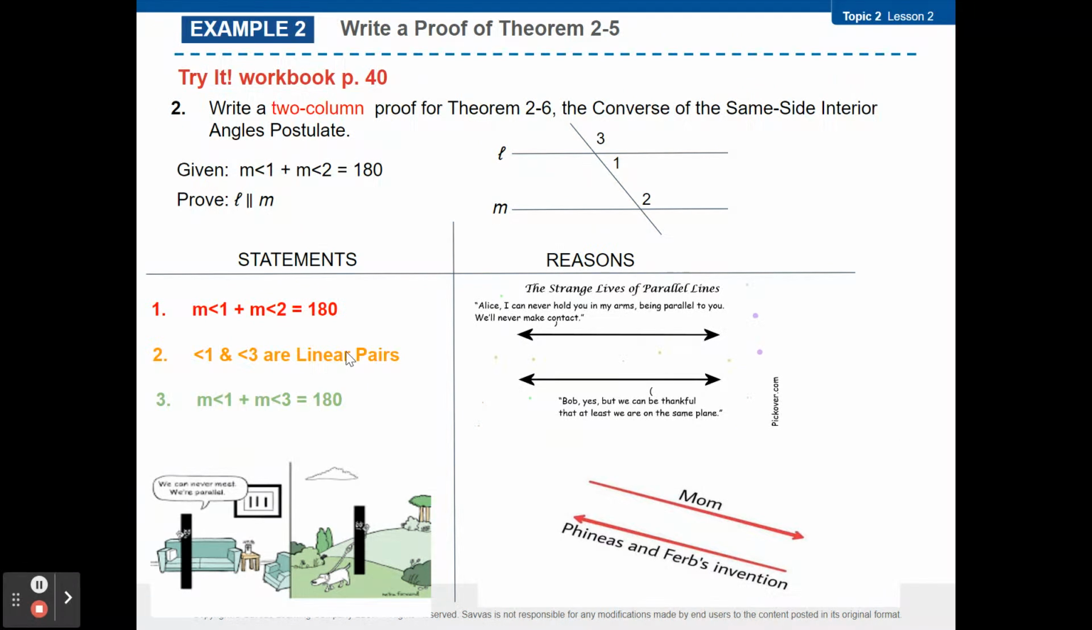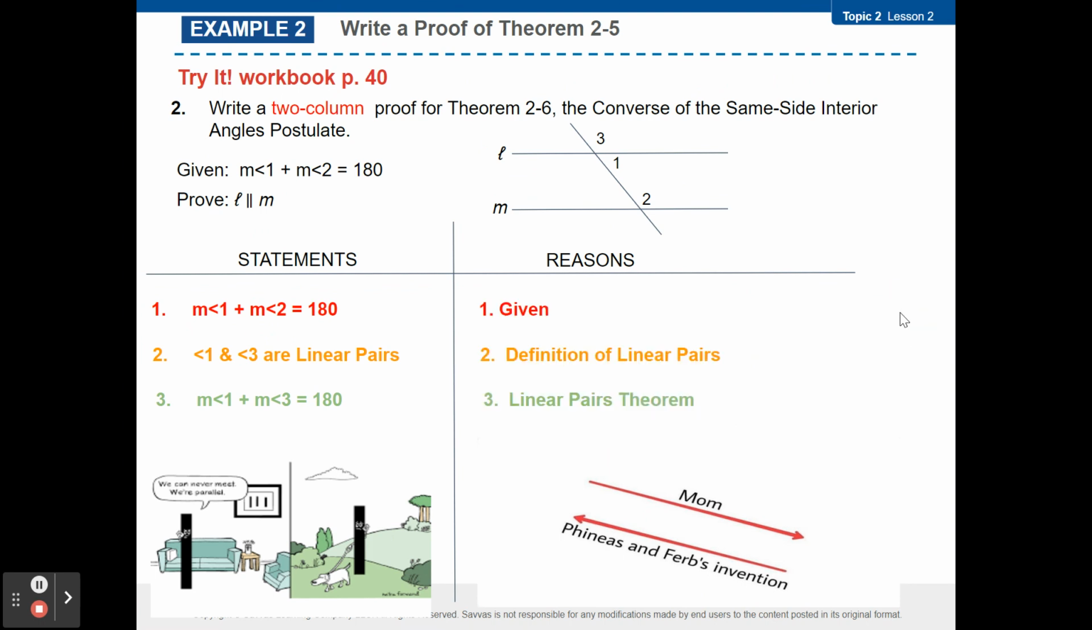Go ahead. Definition of linear pair. How about the third part? What's the reasoning for green? Go ahead. Linear pairs theorem. Nice job. All right, so there's the first half of the proof.